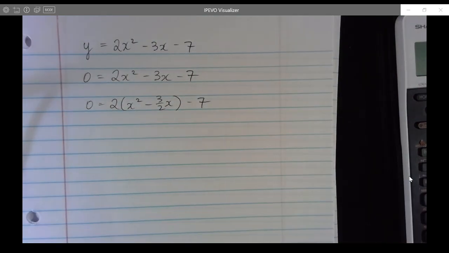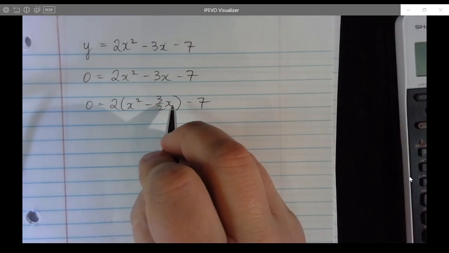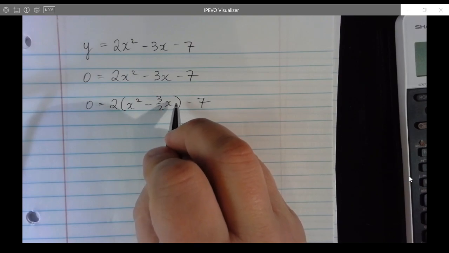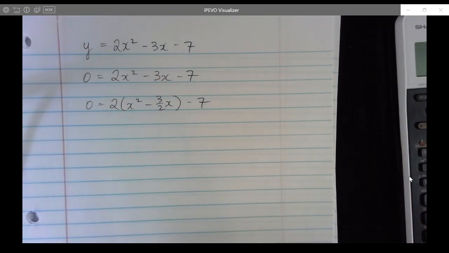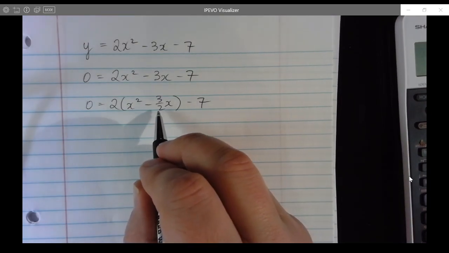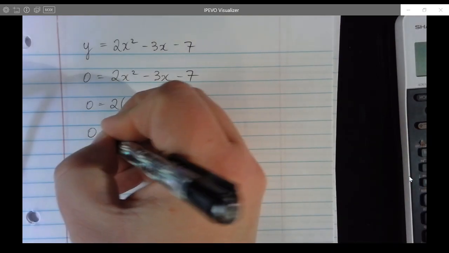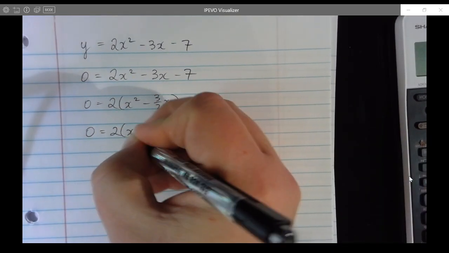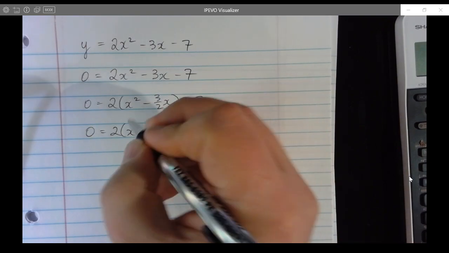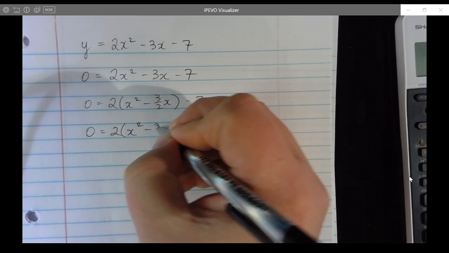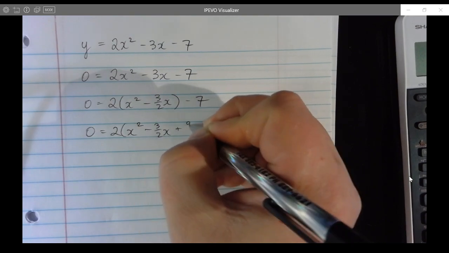Okay, next step is I'd like to actually complete the square. I ask myself, what would I like this number in here to be that would make this a perfect square trinomial? And the answer to that is, of course, half of 3 halves, squared. If you need scrap paper to figure out what that is, use some scrap paper, but I can just figure it out. Half of 3 halves is 3/4, and 3/4 squared is 9/16.